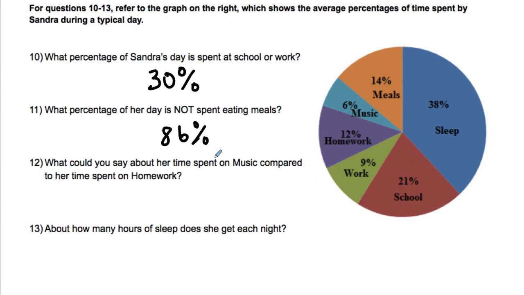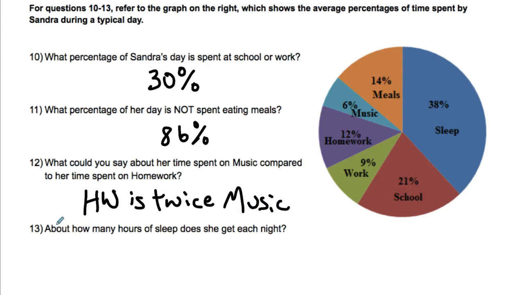All right. What could you say about her time spent on music compared to her time spent on homework? Well, let's see. Music's here at 6%. Homework's here at 12%. All right. Well, what jumps out at me is homework is exactly twice as much as music. Right? She spends twice as much time on homework. Okay. So I'm just going to kind of abbreviate that. Homework is twice music. All right, something like that. You could say some other things too, but I think that's a good description of what's going on there.